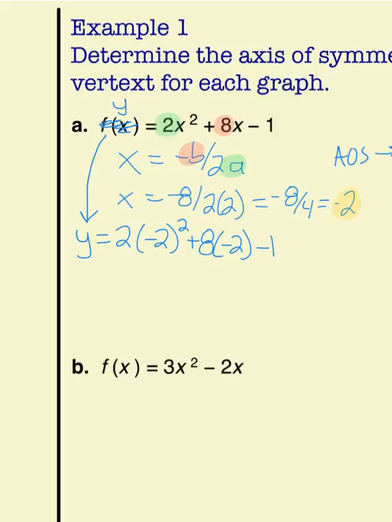So I got negative 2 for x. I plugged in negative 2 where we have an x in the equation. All right, and from here you can type that into a calculator. Otherwise you get y equals 2 times 4 minus 16 minus 1, which is going to end up being 8 minus 17, which is negative 9. So our vertex is at negative 2, negative 9.